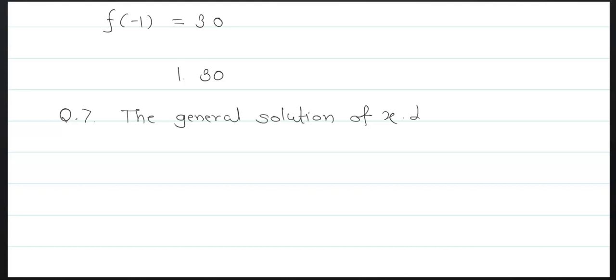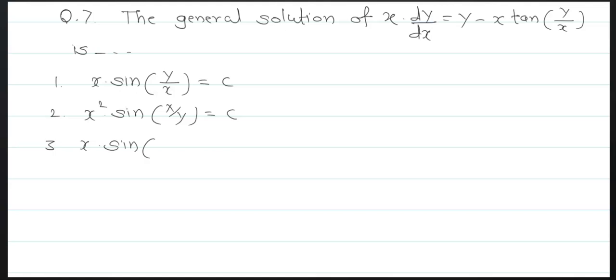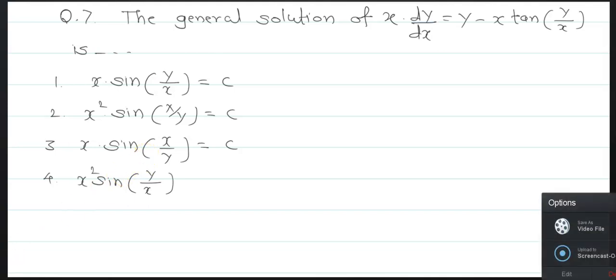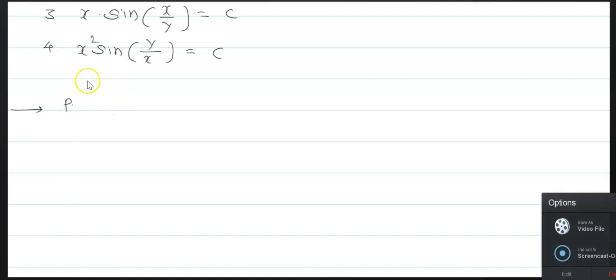The general solution of x dy by dx equals y minus x tan of y upon x is: first, x sine of y upon x equals c; second, x square sine of x upon y equals c; third, x sine of x upon y equals c; and fourth, x square sine of y upon x equals c.